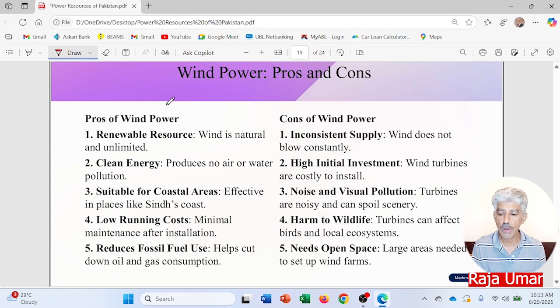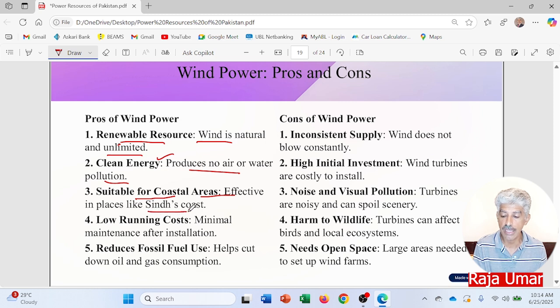Now the wind power pros and cons. Pros of wind power: again, it is a renewable resource. Wind would be blowing all the time, and you would be having that energy with you all the time. It is unlimited. It is clean energy with no harm to the environment, pollution free, so no damage to the air or water. It is suitable for coastal areas where there is a lot of wind blowing all the time, and that energy can be produced in abundance on the Sindh coast and even on the Makran coast, Balochistan.